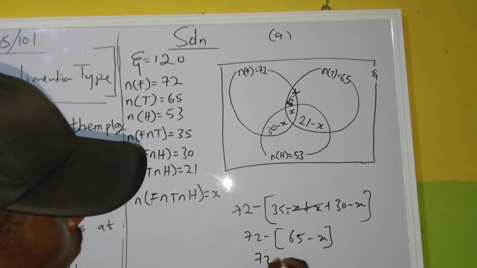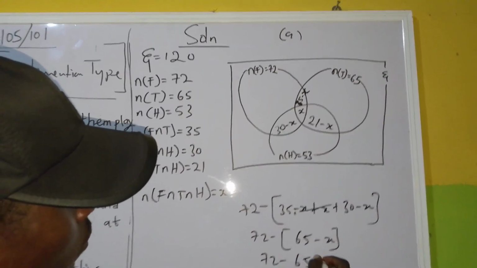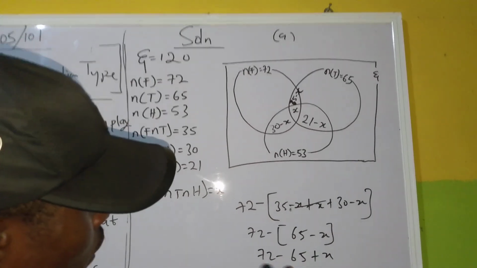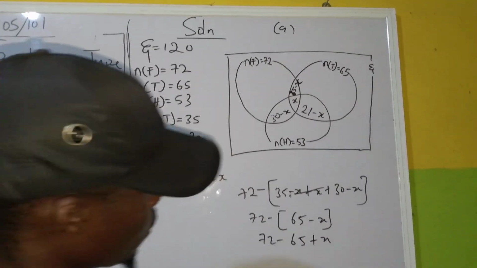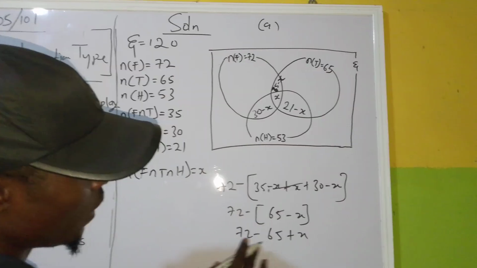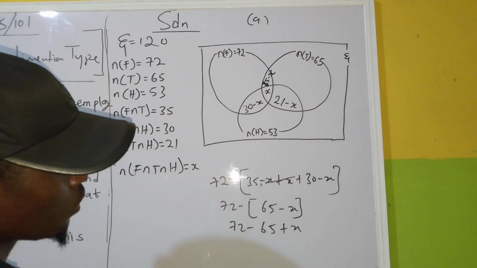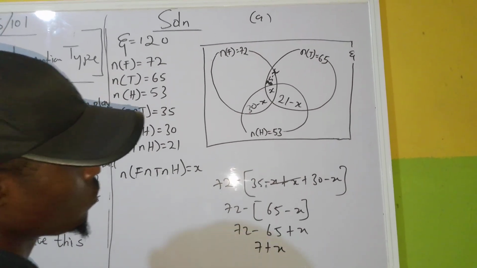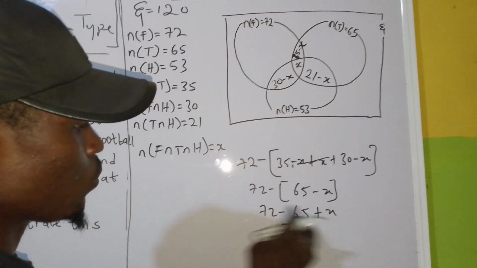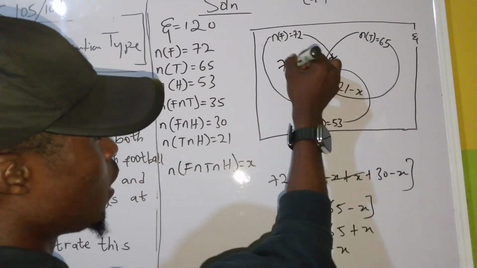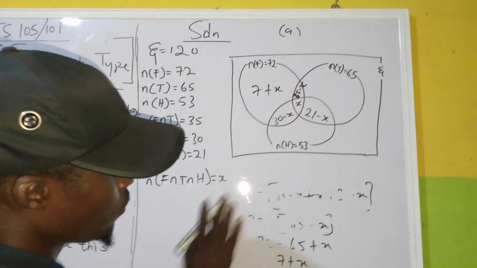So that will be 72 minus 65 plus x. If you remove this 65 from 72, what do you have? Yes, you have 7 plus x. Okay, so this one will give you 7 plus x, which means 7 plus x is going to be here.